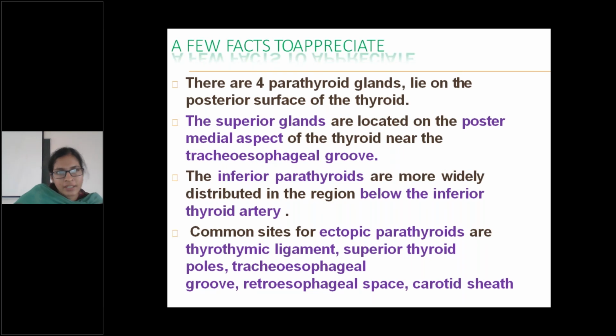Four parathyroid glands lie on the posterior surface of the thyroid. Superior glands are located in the posteromedial aspect of the thyroid near the tracheoesophageal groove. Inferior parathyroids lie below the inferior thyroid artery. The common sites of ectopic parathyroids are the thyrothymic ligament, because during the descent of the thymus there will be a ligament between the thymus and thyroid. This thyrothymic ligament, if it is increased, is also responsible for retrosternal thyroid gland. Other sites are the superior poles, tracheoesophageal groove, retroesophageal space, and carotid sheath.